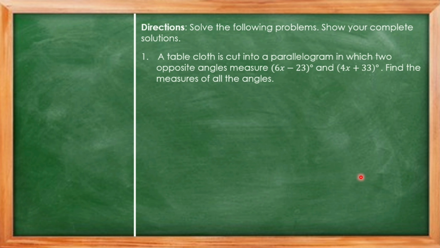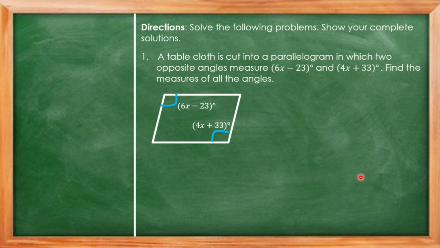A tablecloth is cut into a parallelogram in which two opposite angles measures 6x minus 23 degrees and 4x plus 33 degrees. So, find the measures of all the angles. Okay, so first, let's draw a parallelogram. And one of its angle measures daw 6x minus 23 degrees. At yung opposite angle naman niya, measure 4x plus 33 degrees. Okay, find the measures of all the angles.